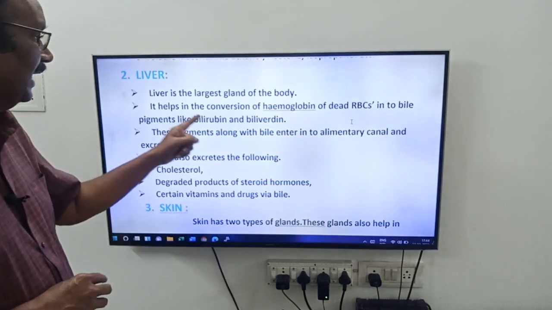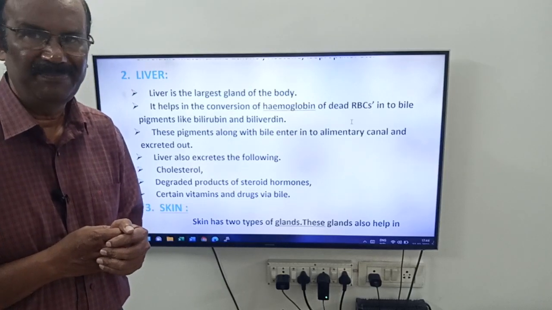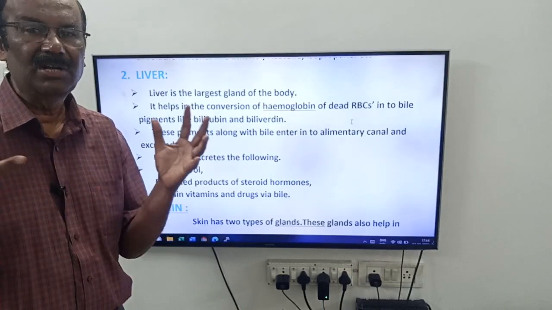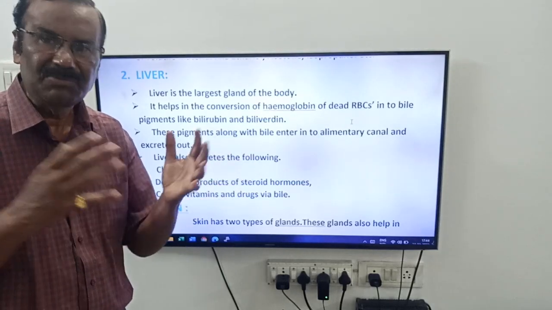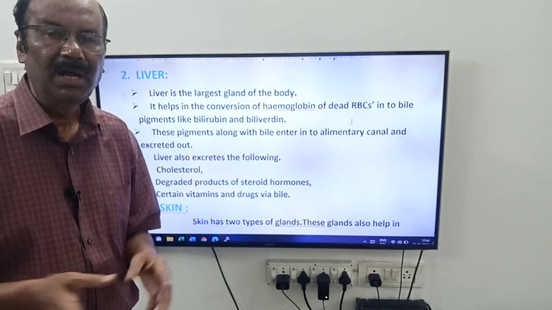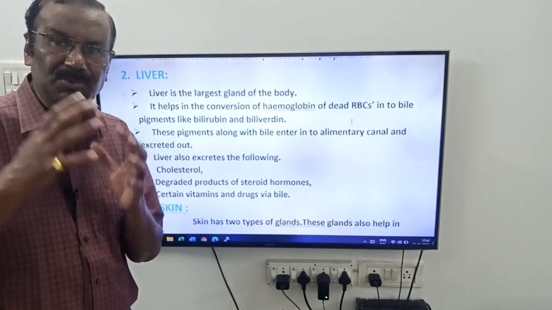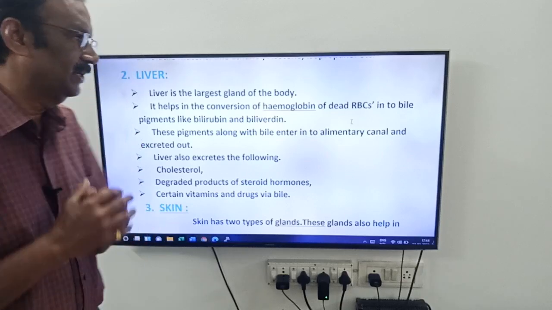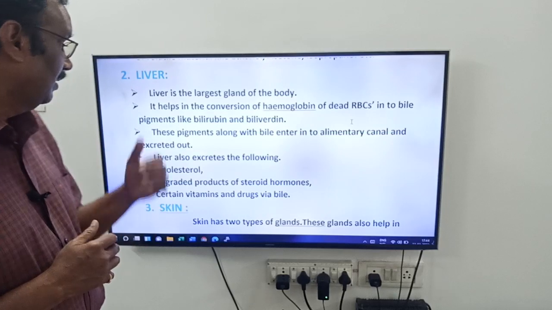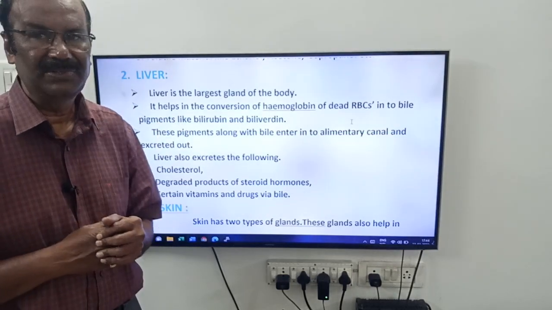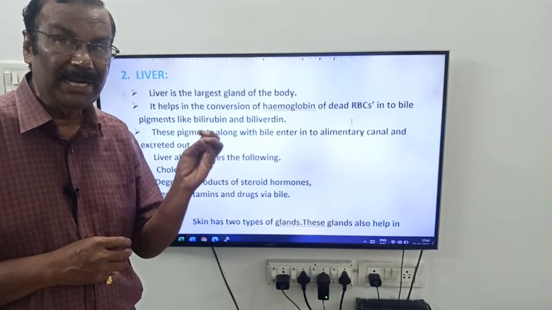It helps in the conversion of hemoglobin of dead RBCs. RBCs have hemoglobin. The lifespan of RBC is 120 days. After 120 days they die. The hemoglobin of the dead RBCs is converted into bile pigments. What are those bile pigments? Bilirubin and biliverdin.